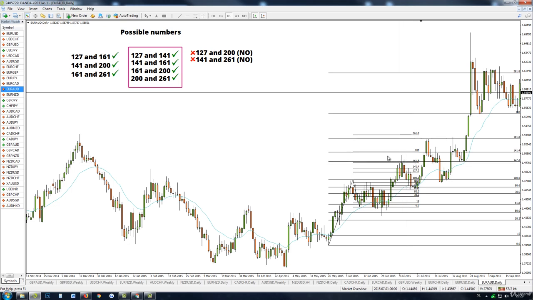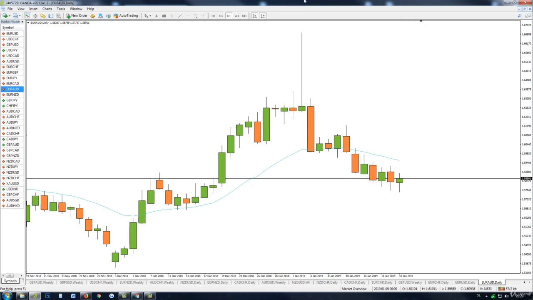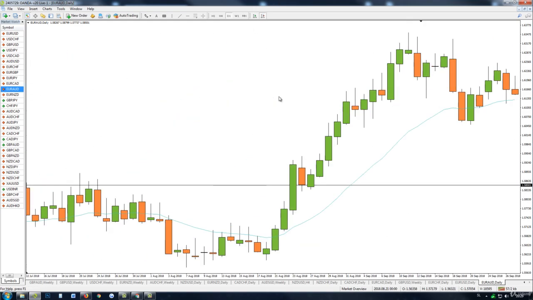Some pairs, in this case, actually, let me zoom in. Oh gosh, sorry, guys.